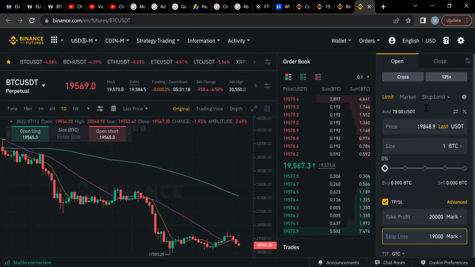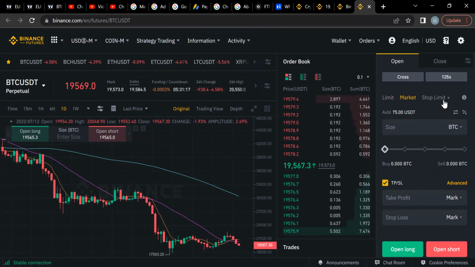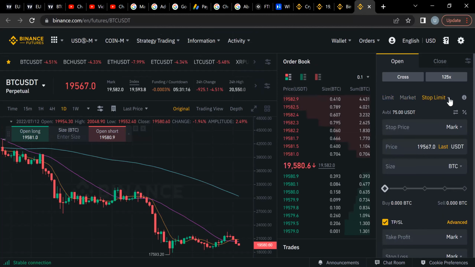Okay, so this is where you change. You see, this is market, limit and stop limit. Then you can see other types of orders here, but these are the three that I basically use, and that's what we'll be talking about. Okay, see, there is stop market, there is trailing, there's post only, there's TWAP, all of that. But basically, these are the three we'll be using.